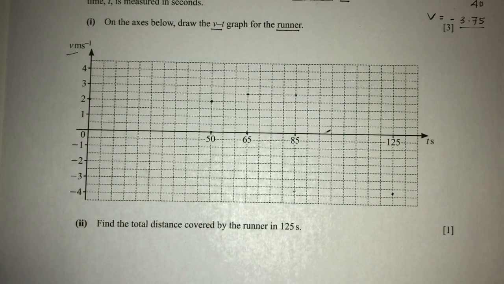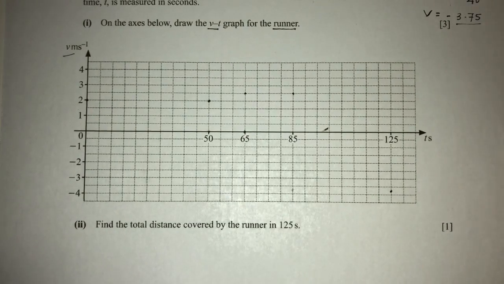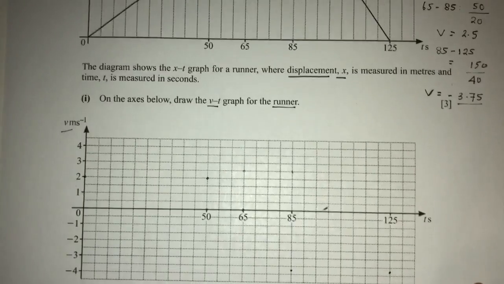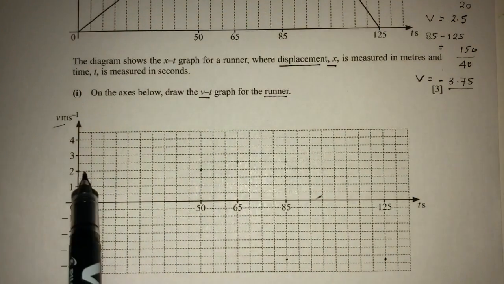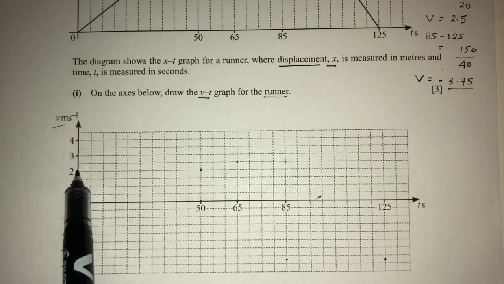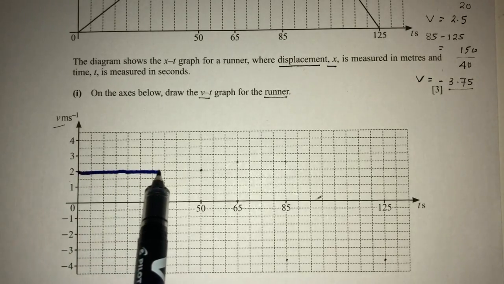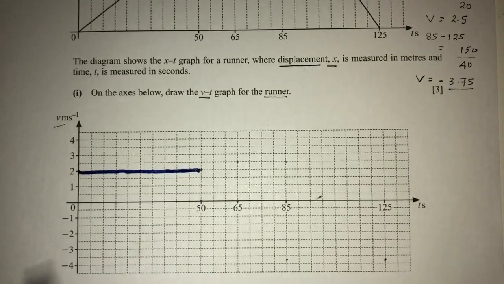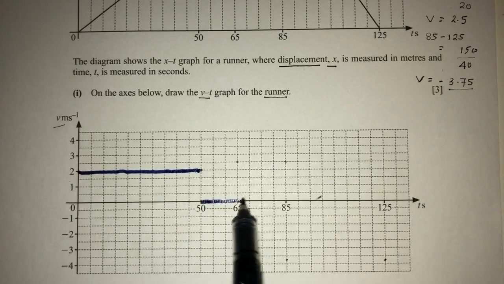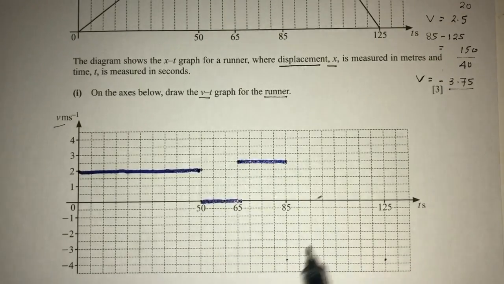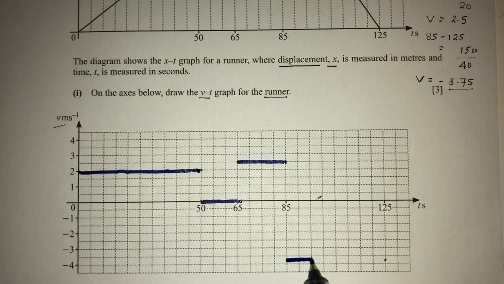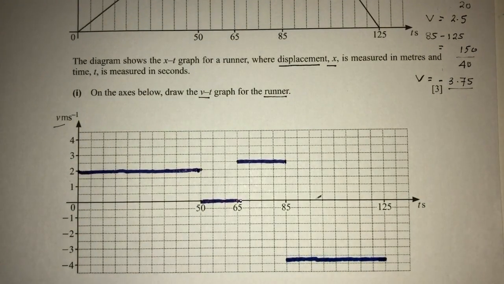We can just join them with straight lines. I would recommend using a ruler for this, but don't do what I'm doing. Always use a ruler. So draw a straight line like this. This has to be 0, this 2, and then this 2. Always make sure you're using a ruler for this kind of drawing. That will be your answer for part 1.